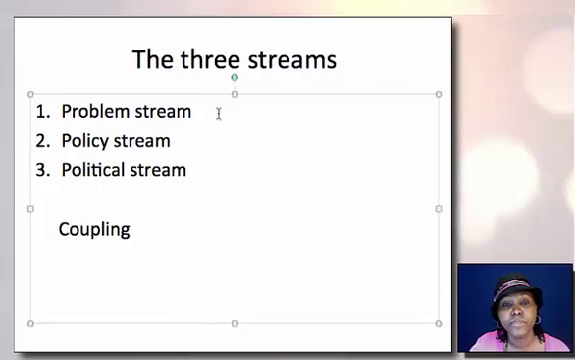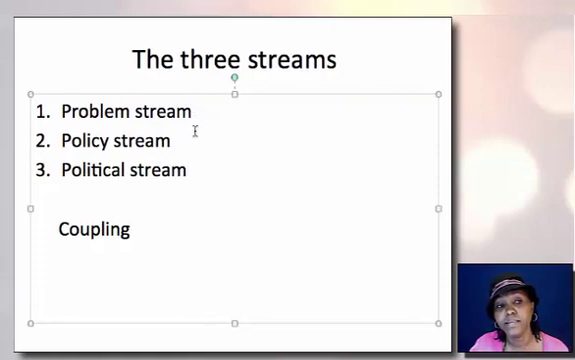In the problem stream, this is when national conditions or private conditions or issues have been defined as a problem. You remember when we looked at problem definition, we saw that a problem is a problem when solutions are demanded to address those particular problems. So in the problem stream, that is when a particular condition or an issue has been defined as a problem, meaning it has a solution attached to it. It's the same definition that Kingdon talks about.